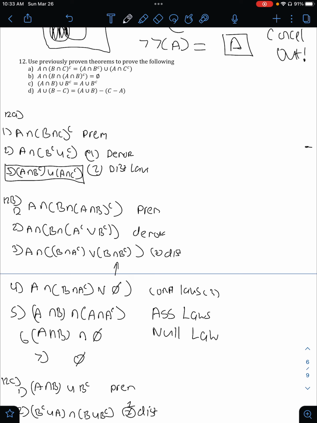And then all we're going to do for the third step is distribute the A. That's the distributive law. And we can see that that matches up over to our right side.